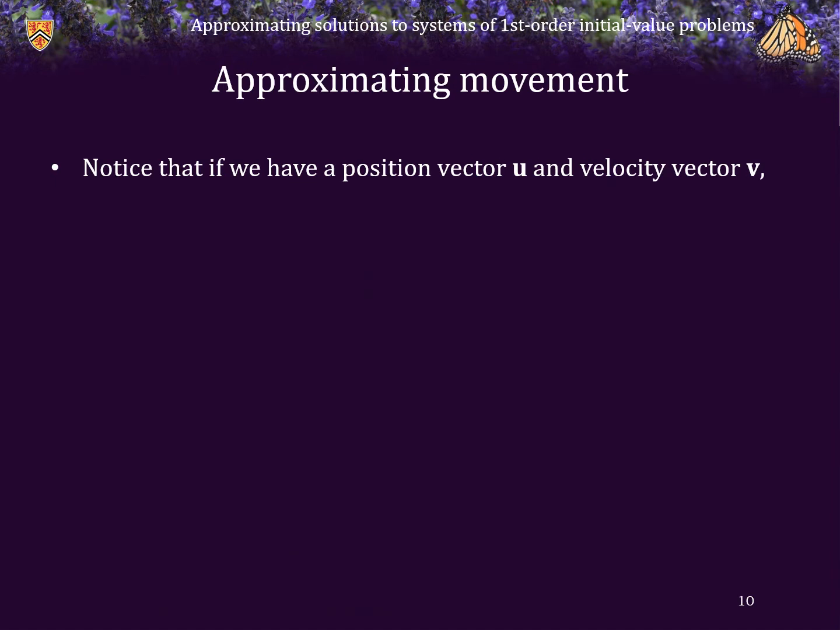Now notice that we have a position vector u and a velocity vector v. So, for example, here we have an object, the location of which is specified by a vector u relative to some origin. And this object is moving according to some vector v that tells the displacement per unit time, say meters per second.